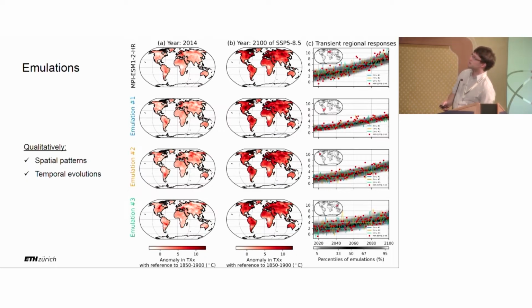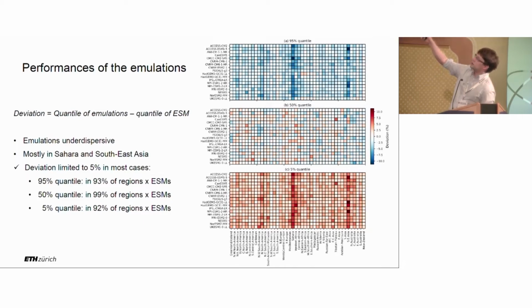If I try to be a bit more quantitative: on the left is the ESM and then the AR6 regions. For instance, the points at the top right are for New Zealand and for ACCESS-CM2, comparing the quantiles of our emulations to the quantiles of ACCESS-CM2 in the New Zealand region. What we see here is blue, which means that we are slightly below, around 2.5%, even less. So mostly blue for the 95% quantile, and mostly red, so above, for the 5% quantile. Our emulations are slightly underdispersive. But in most cases, this deviation is limited to 5%. There are some stronger differences for the Sahara and Southeast Asia. Honestly, explaining why is somewhat tricky.